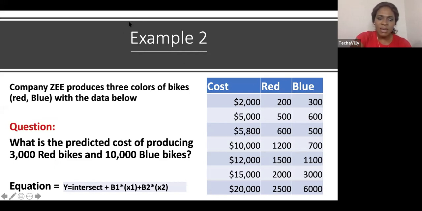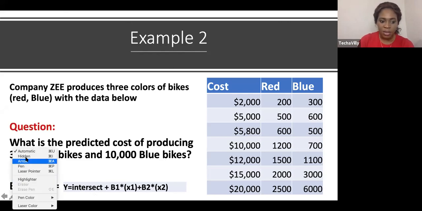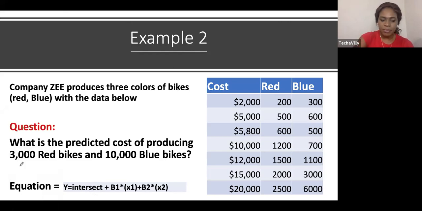So the question now says, what is the predicted cost of producing 3,000 red bikes and 10,000 blue bikes combined? So this is the equation. You can write it down if you want. Y is equal to intercept plus B1, which is the first unit, times X1, which is the first one, 3,000. Let me explain this. So this is the equation.